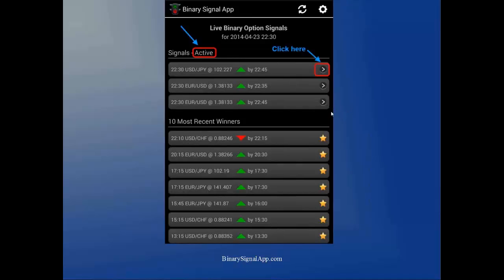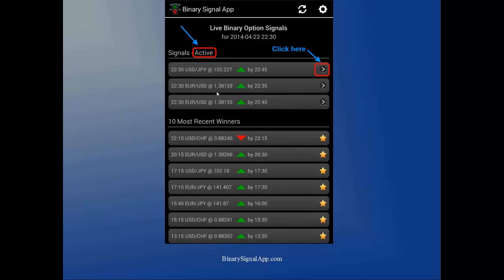When live signals are received, this is what happens. You'll initially get a screen that says signals-active. And I've circled the active part to show you because there's actually active and not active signals. This screenshot was taken just a few hours ago. There were 3 signals that were generated. If you take a look at the signals here, you'll see that one signal was a 15-minute trade at 22:30 with an expiration at 22:45 to buy the US dollar Japanese yen. And then there was a 5-minute signal to buy the euro US dollar. And then there was a 15-minute signal to buy the euro US dollar.